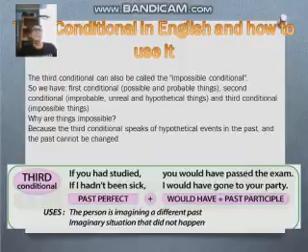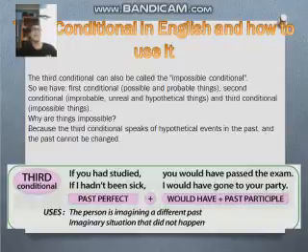Let's compare. If I had gotten out early, we would be there by now. Mixed conditional: if I had gotten out early, we would be there now. Now, if I had gotten out early, we would have been there earlier. Third conditional: we were late in the past.